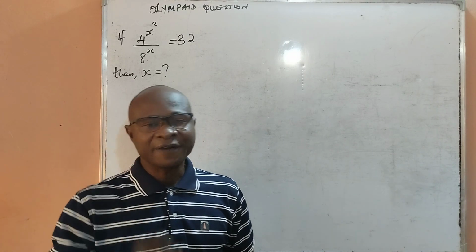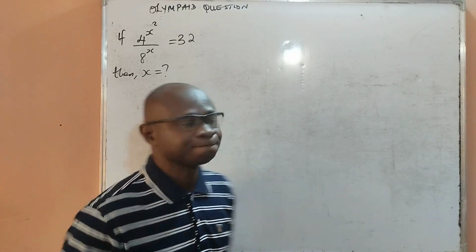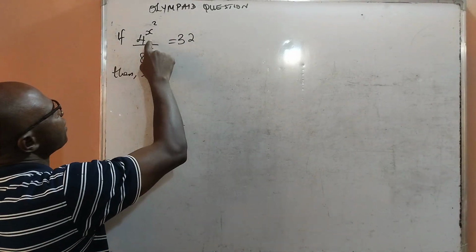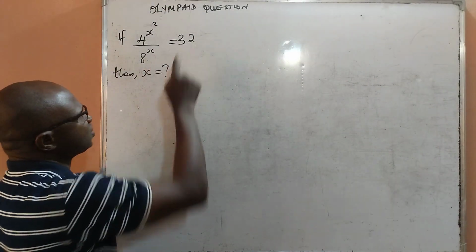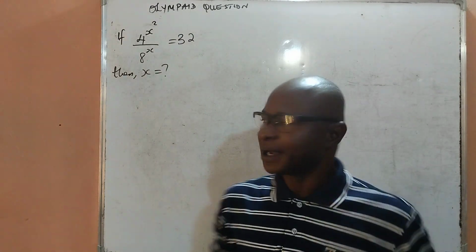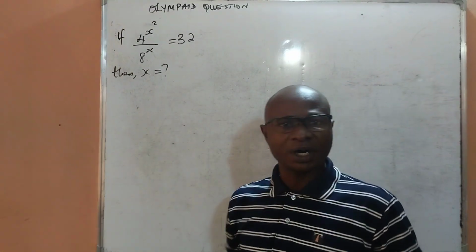Viewers, we have this question on the board today. If (4^x)^2 divided by 8^x is equal to 32, then what will be the value of x?